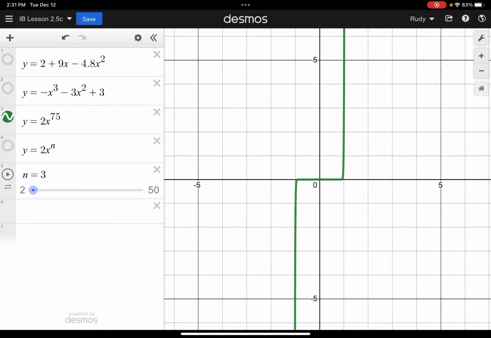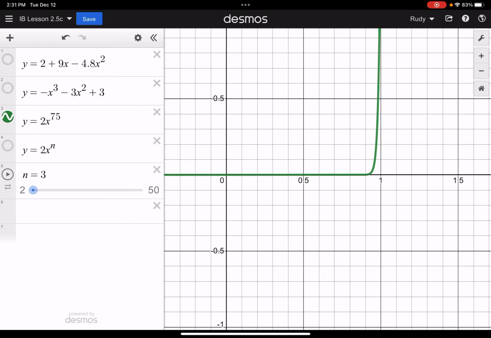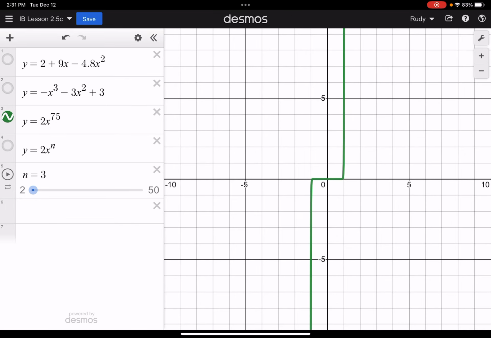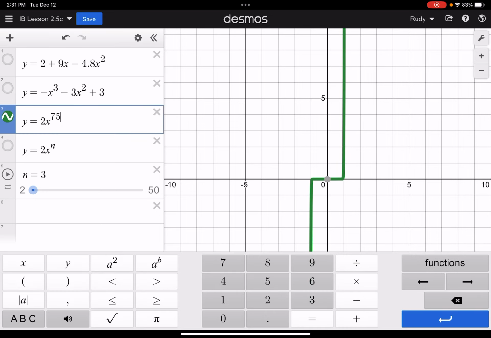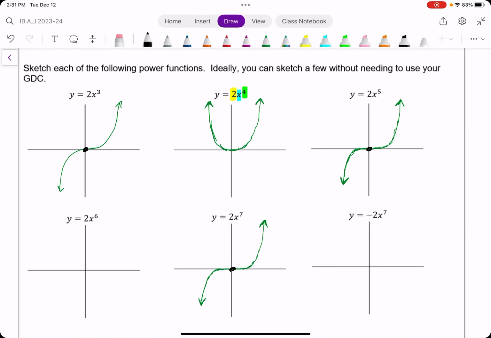You may think these are right angles. They're not. If I zoom in, you can see they're not. But in the end, it has that same sort of behavior. And the bigger the number, if I make this 2x to the power of 751, it's no longer really looking much different. I'll just go back to a 7, and that covers our odd numbered powers.